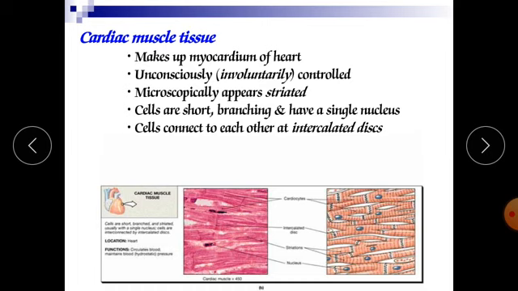They are pumping the heart, meaning they are increasing and decreasing the force of contraction of the heart, and they are maintaining our heart rate at 72 beats per minute, and also maintaining our blood pressure at 120 by 80 mmHg. Cells are short, branching and have a single nucleus. The cells connect to each other at intercalated discs. These are also striated. Here you can see the striations, the nucleus and the intercalated disc, through which the muscle cells are connected.